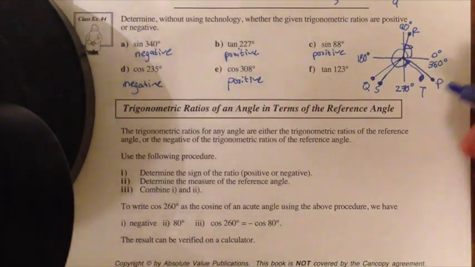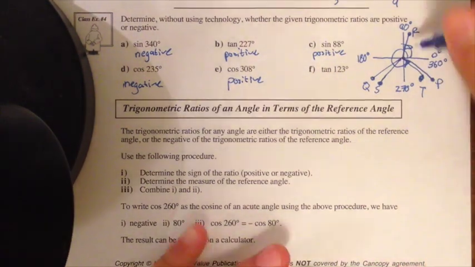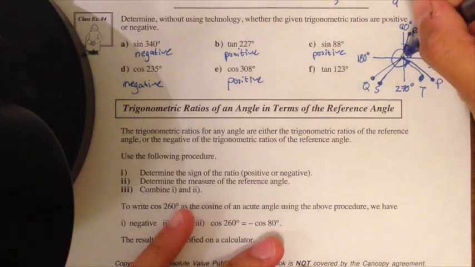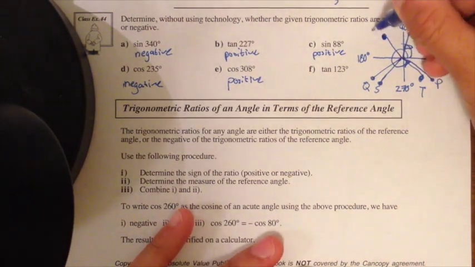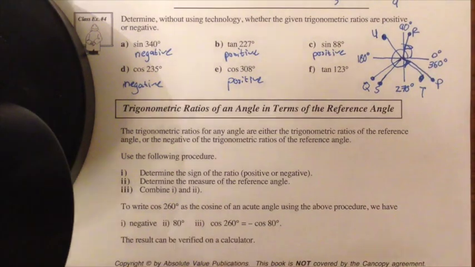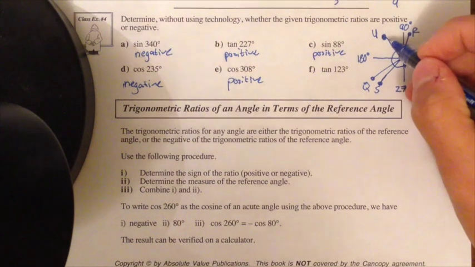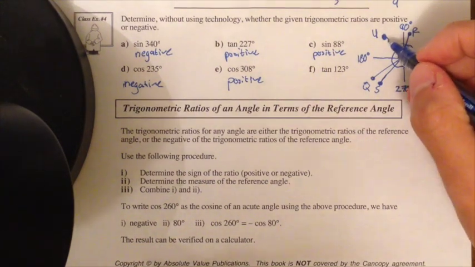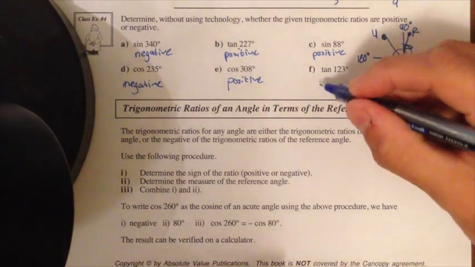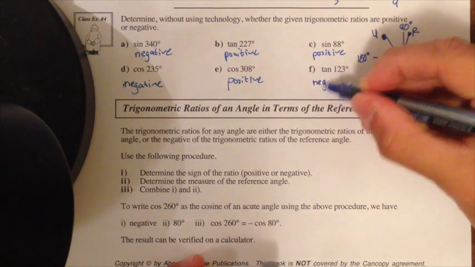Then finally, tan 123. 123 is going to be around here, and let's call that U. I'm going to add sugar to coffee in quadrant 2. Only my sine ratio is positive, which means my tan ratio must be negative.